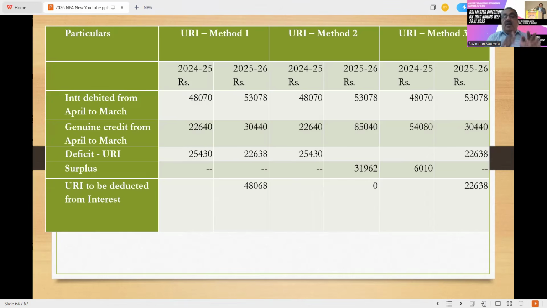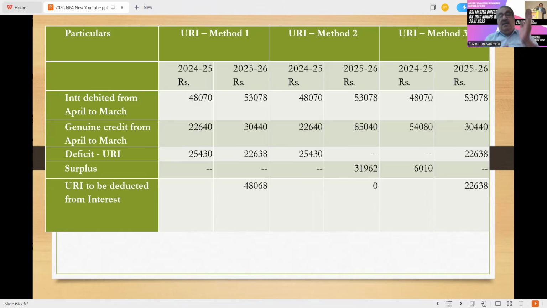So first method, both years have got unrealized interest. That 48,068 you have to remove from the profit. Second method, there is no unrealized interest because current year surplus, last year deficit, you can adjust against the current year surplus in method 2.